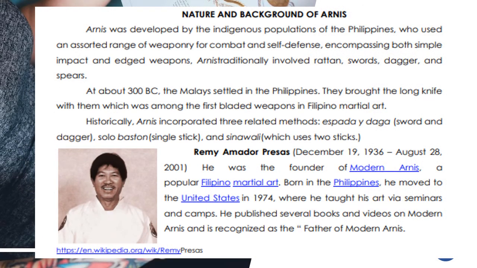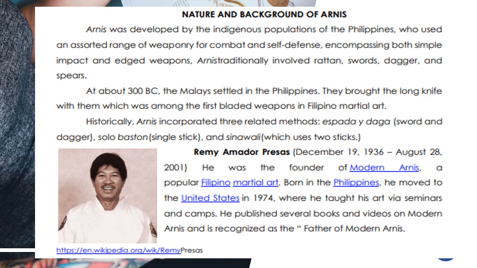Nature and background of Arnis. Arnis was developed by indigenous populations in the Philippines who used an assorted range of weaponry for combat and self-defense, encompassing both simple impact and edged weapons. Arnis traditionally involved rattan, swords, daggers, and spears.